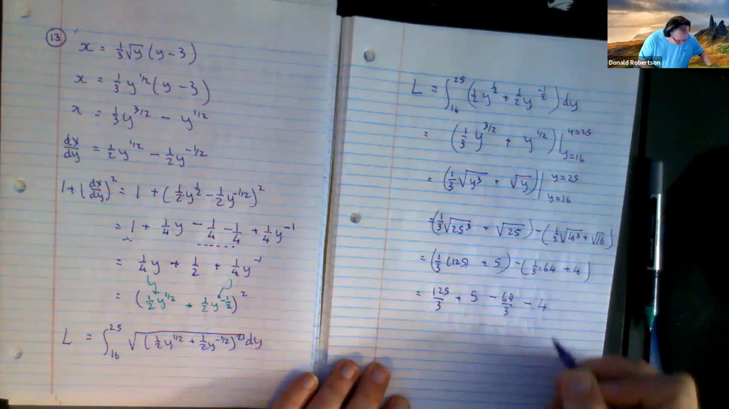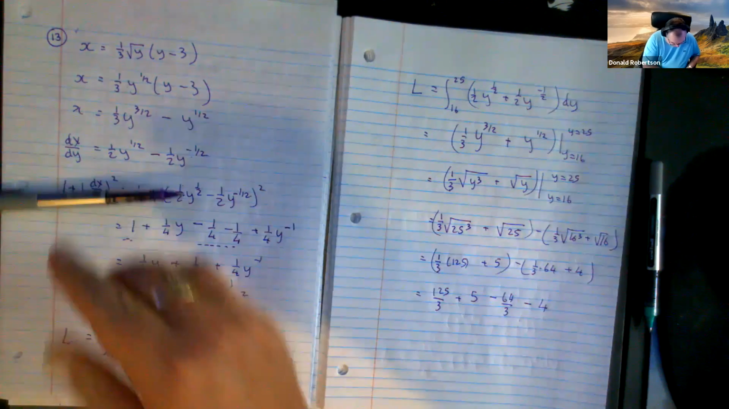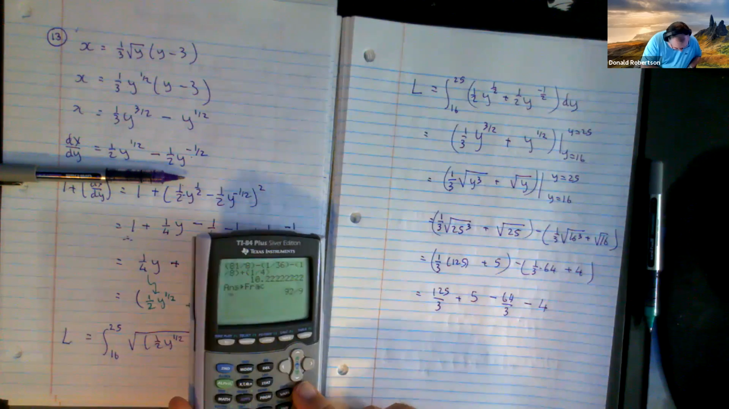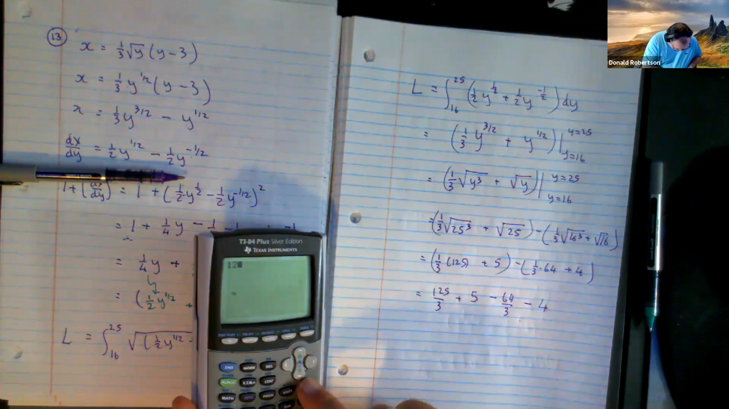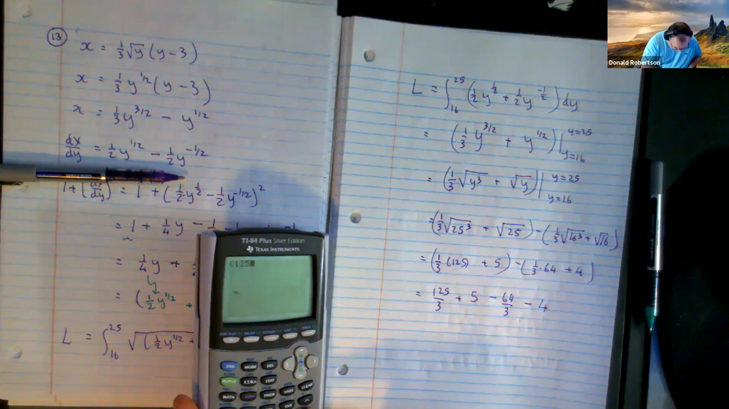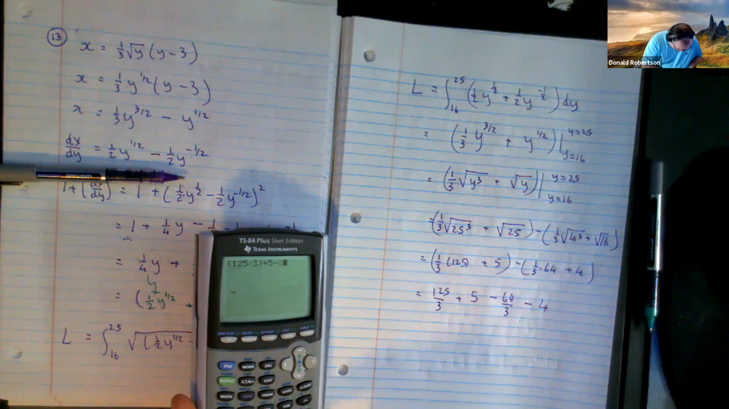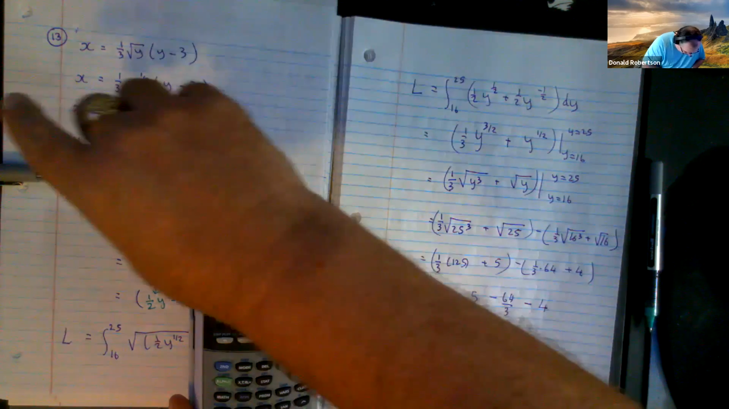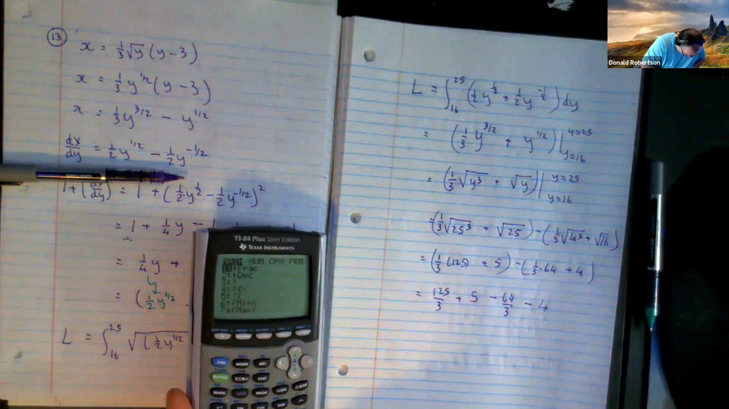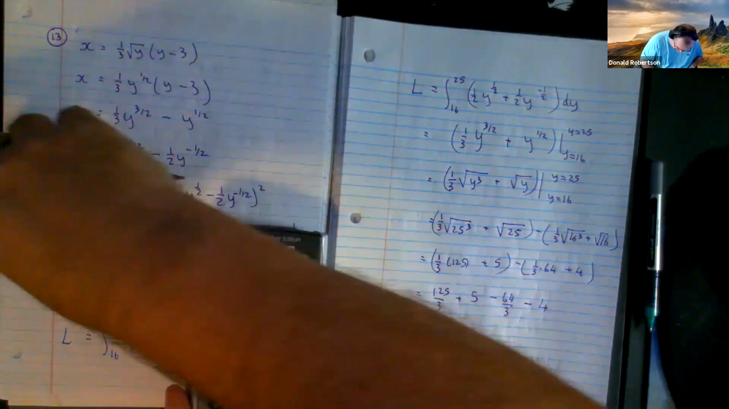I could probably do that in my head, but I'm not going to risk it. 125 thirds, add a 5, take away 64 thirds, take away 4. And the answer, whoops, when you turn it into fraction, is 64 thirds.